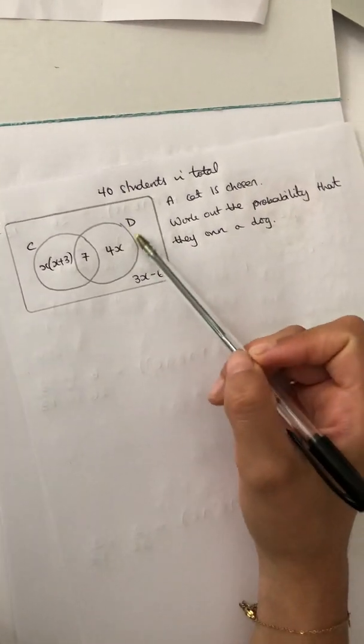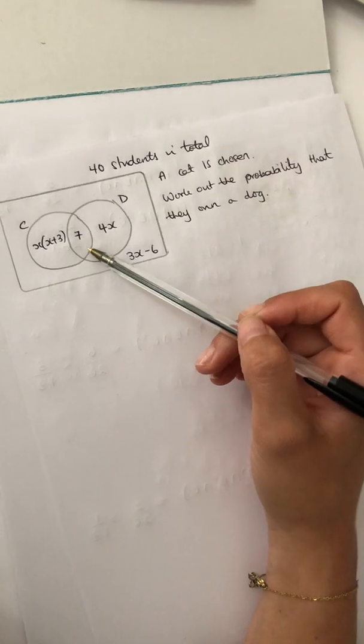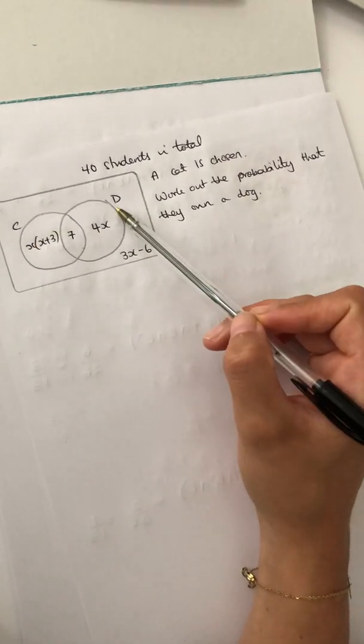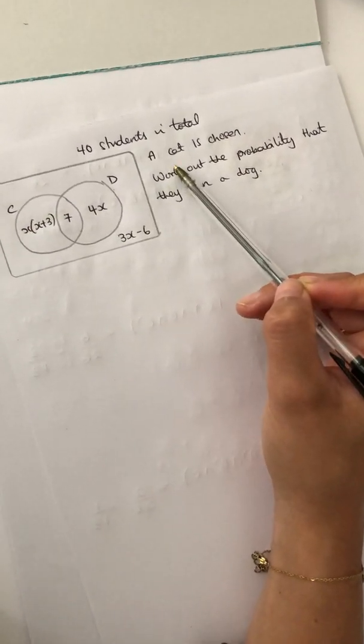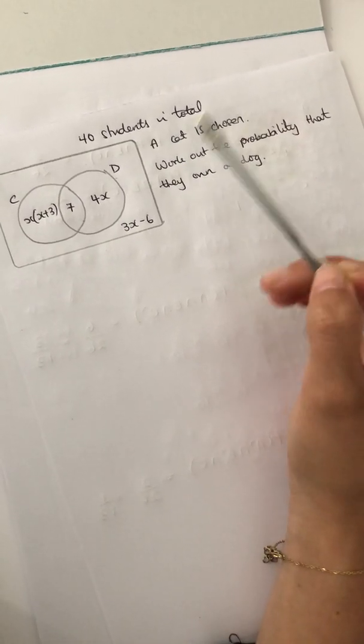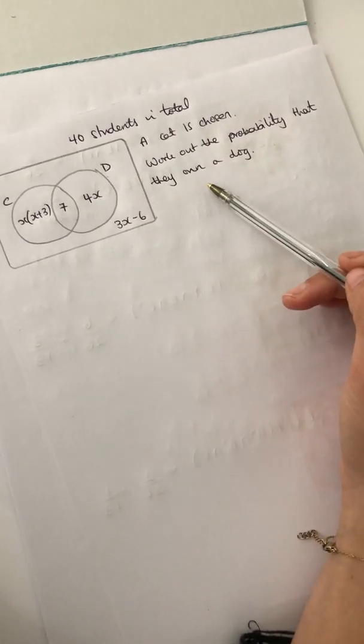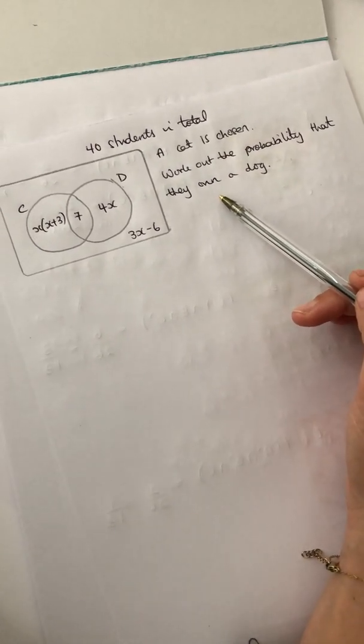So we've got a Venn diagram showing 40 students and the information of them owning pets. So you've got cats and dogs. A student is chosen at random. They own a cat. We want to work out the probability that they own a dog.